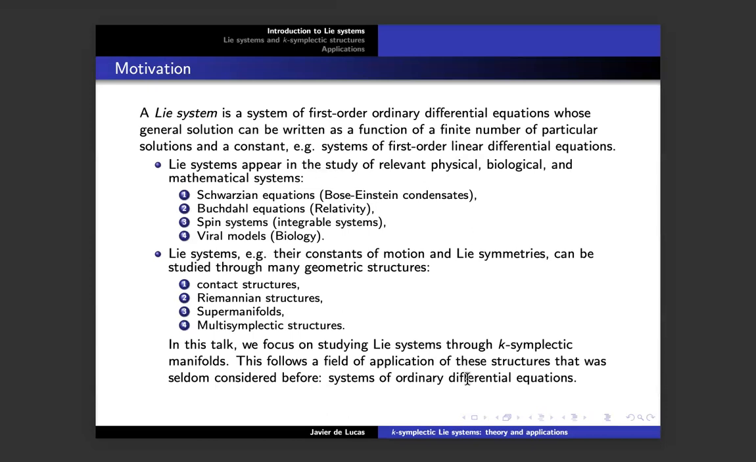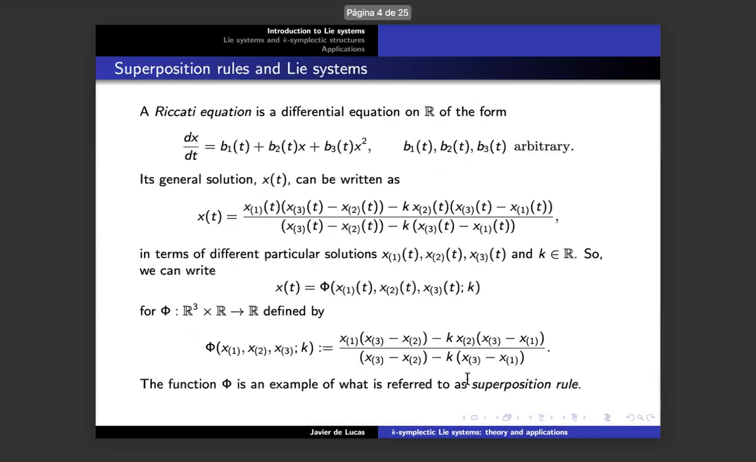The main thing is that normally, as I said, k-symplectic structures were described to study field equations, I mean, systems of partial differential equations, but here I will focus on systems of ordinary differential equations. So, as I said, we really have to change many things about the k-symplectic formalism, but the spirit is pretty much the same.